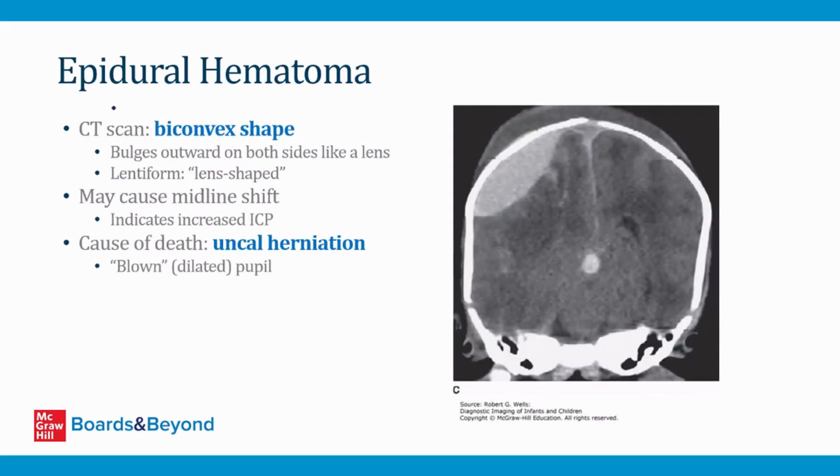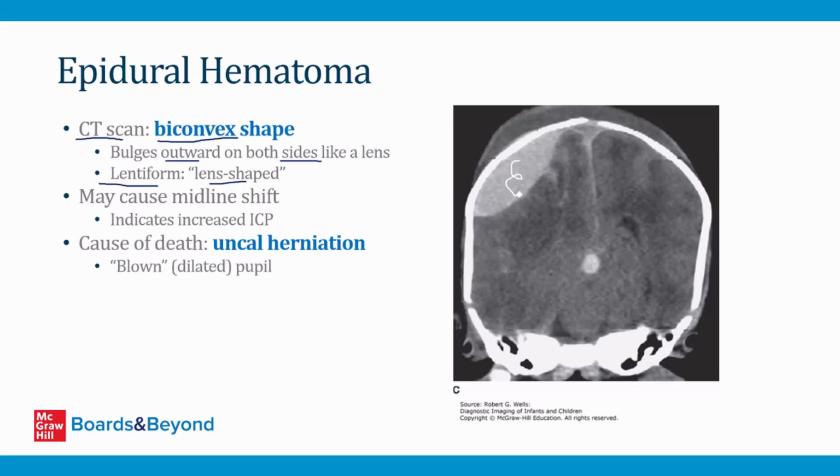So when a patient comes into the emergency room with a head trauma, one of the first studies that's often done is a CT scan. And what it will show in cases of an epidural hematoma is bleeding that takes on a biconvex shape inside the skull. Biconvex means it bulges outward on both sides like a lens. In fact, sometimes the bleeding is described as having a lentiform appearance, and this literally means lens-shaped. And so if you look at the CT scan on the slide, it shows epidural bleeding.